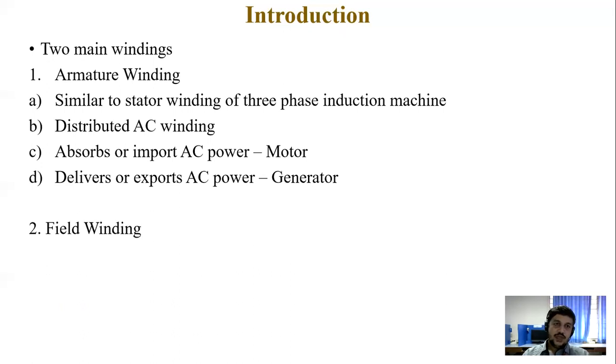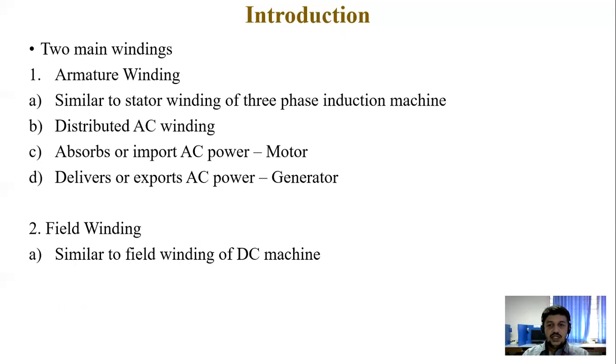Now, the second winding present in a synchronous machine is the field winding. This field winding is again similar to the field winding of a DC machine. But one important difference is there. If you recall the concepts of a DC machine, in a DC machine the armature winding is a rotating winding, whereas the field winding is a stationary winding, present on the stator. But in a synchronous machine, the field winding is generally on the rotor. There are a lot of advantages of this rotating field. We are going to discuss those advantages in this lecture itself.